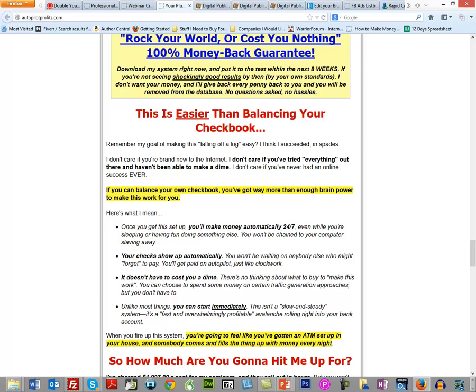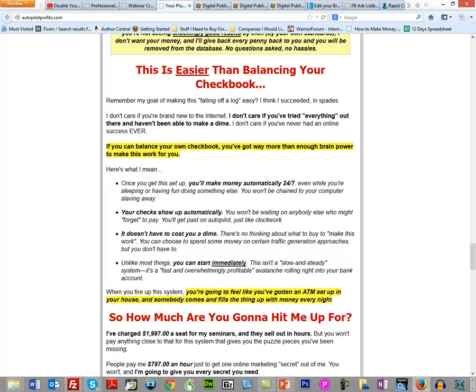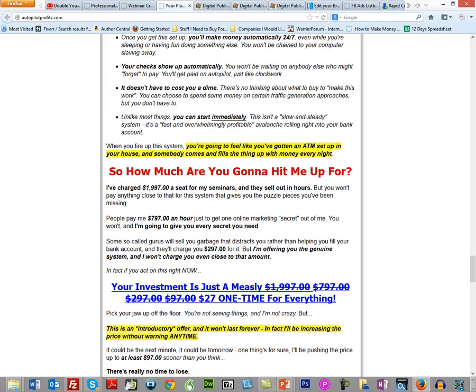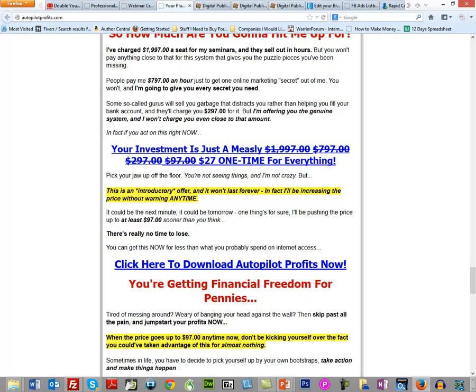Once you get this set up, you'll make money automatically 24/7. Your checks show up automatically. It doesn't have to cost you a dime. Again, you don't have to use this kind of language. You might think, well, that's a little too much hype, right? Now, that's fine. You want to use it your way and motivate people to take action. Okay, that's what you're trying to do. You're trying to get them to take action, and take action now, right?